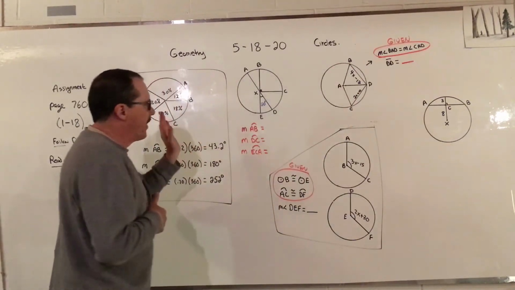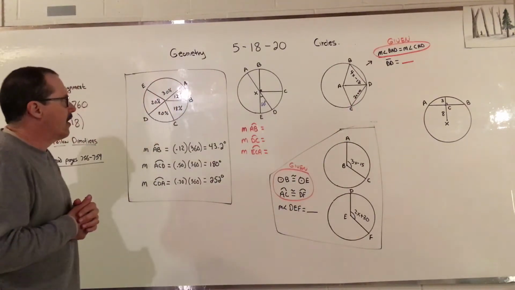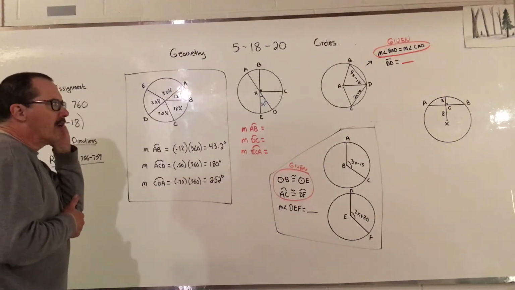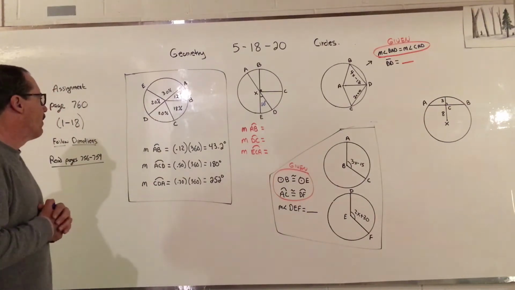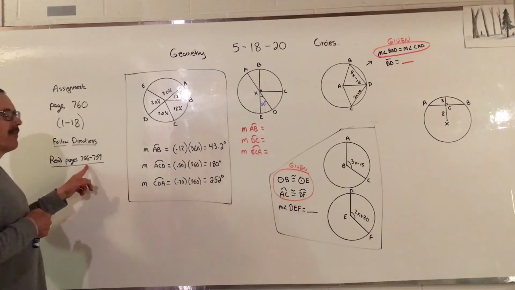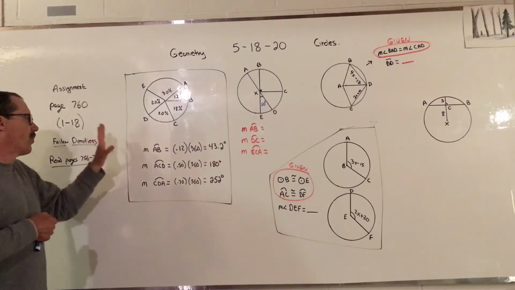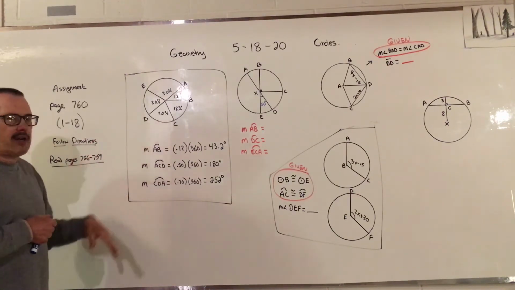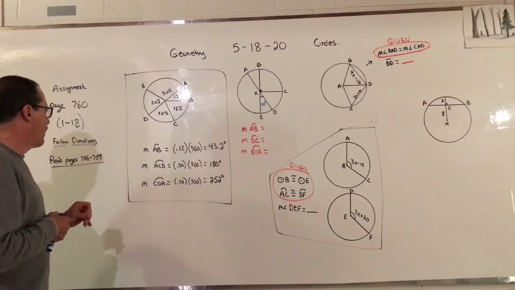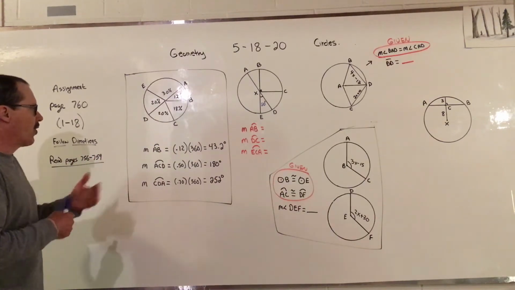Okay, so we're going to look at circles still, and we're going to look at arcs and stuff, and this may look crazy right now, but I think that once I do it, hopefully it'll be easy for you. You might want to read pages 756 through 759 before you hit pause in the video and just read through that a little bit before you go into this.